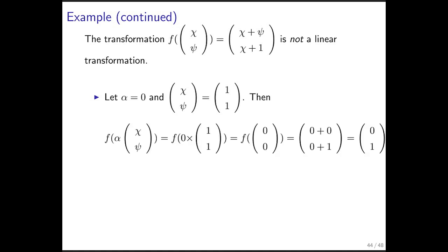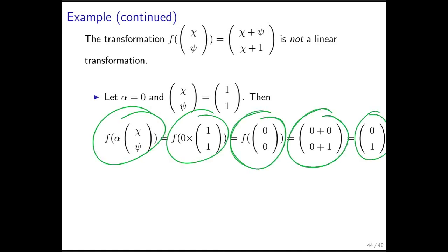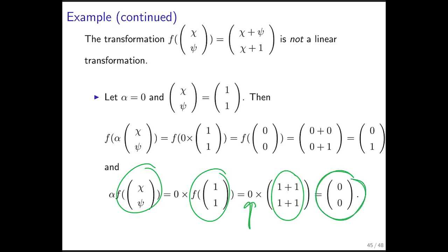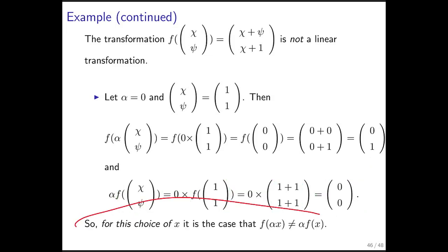What do we get then? Well, if you work through it, this is equal to that is equal to that is equal to that is equal to that. On the other hand, if you evaluate f first, and then you evaluate f at 1, 1, you come up with a vector, you take that result vector and you multiply it by 0, and you get the 0 vector. And notice that these two results are not equal to each other. So we have found one example for which scaling the vector first and then transforming it is not the same as transforming it first and then scaling it. Therefore, this cannot be a linear transformation. We summarize that right here.